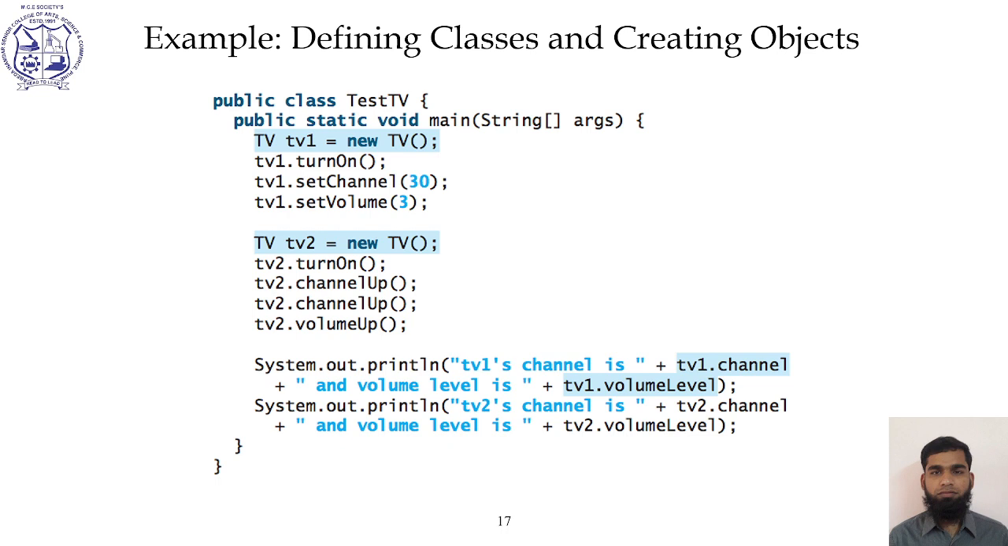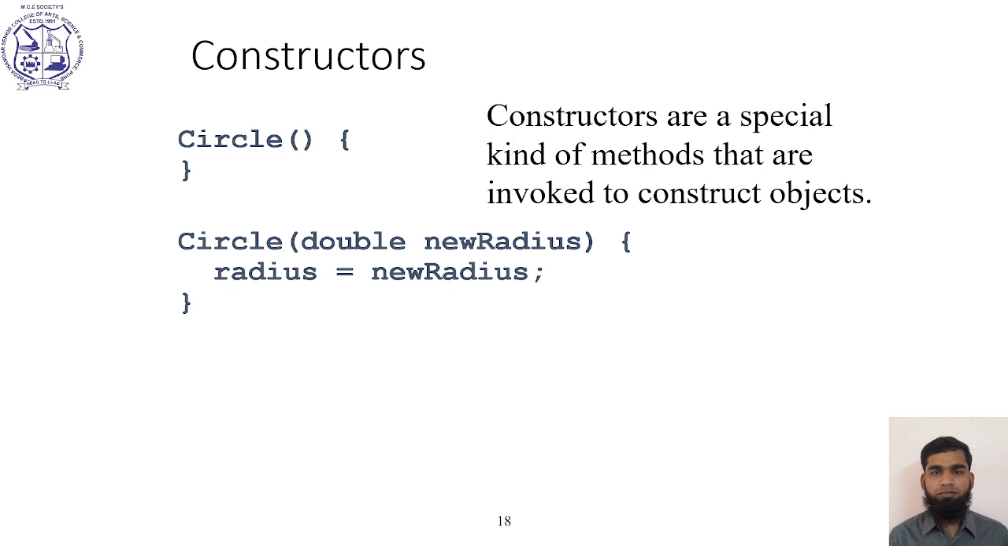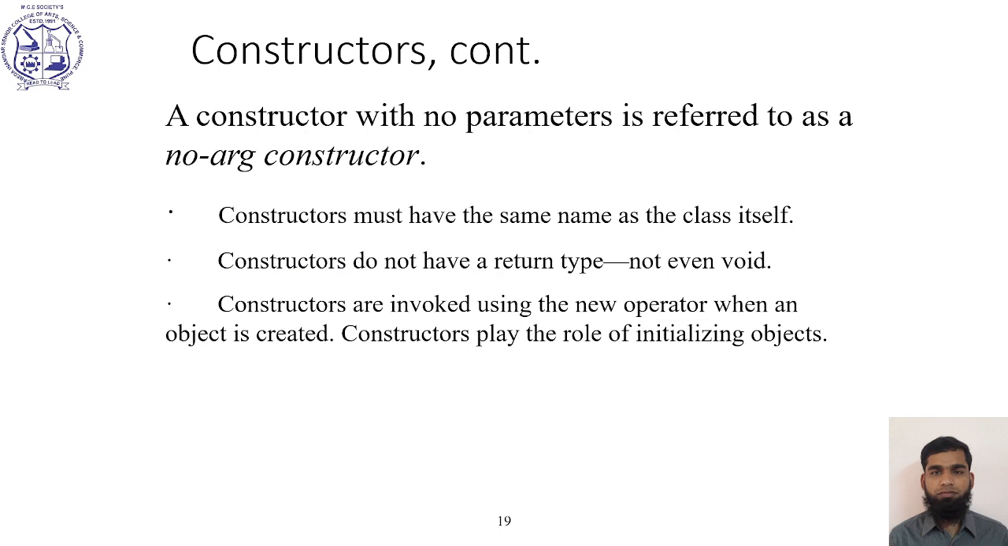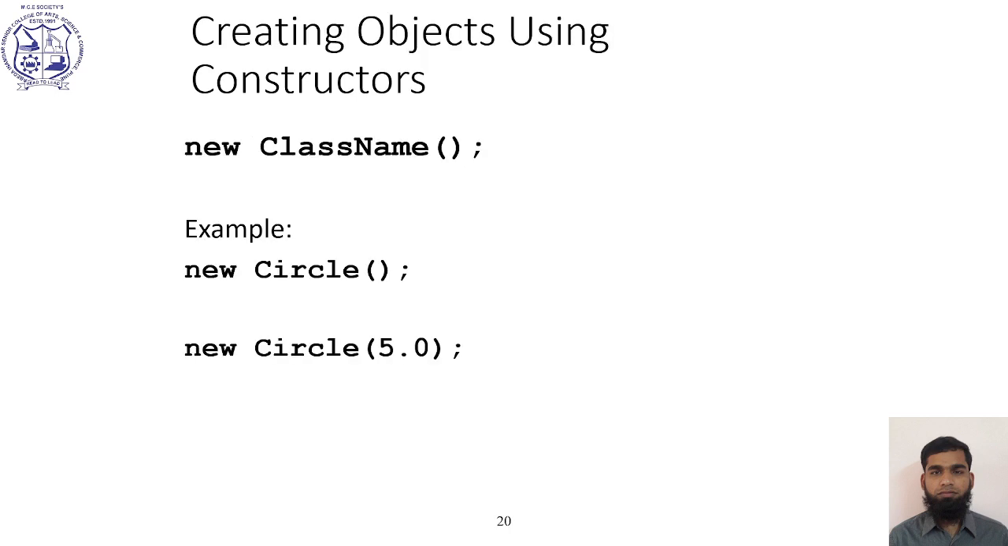Constructors. Now we'll discuss constructors. Constructors are a special kind of method that are invoked to construct objects, which can be a default constructor or a parameterized constructor. A constructor with no parameters is referred to as a no-argument constructor. A constructor must have the same name as the class itself. Constructors do not have a return type, not even void. Constructors are invoked using the new operator when an object is created. Constructors play the role of initializing objects.